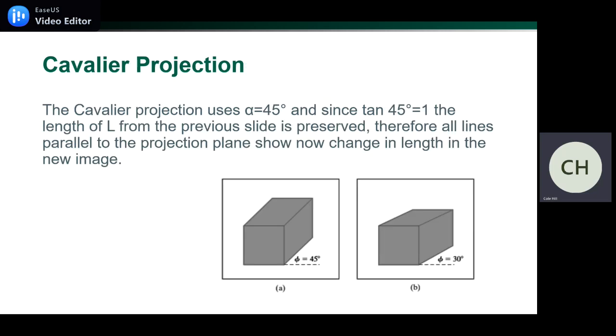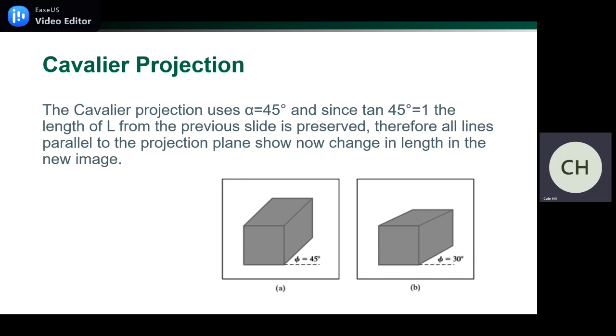Back to the Cavalier projection. Again, just going over, the Cavalier projection uses an alpha equal to 45 degrees, and since tan 45 is equal to 1, the length of L is preserved. Therefore, all lines parallel to the projection plane show no change in length in the new image.